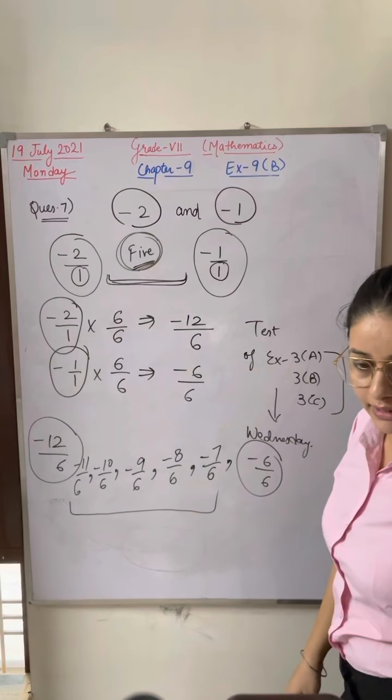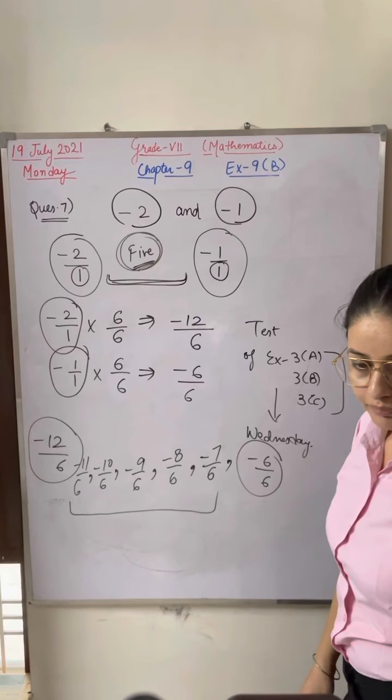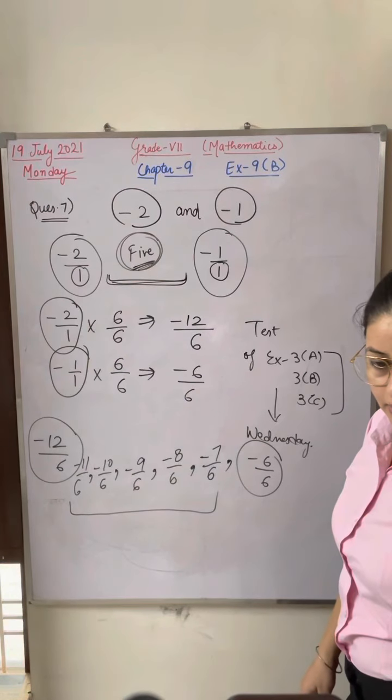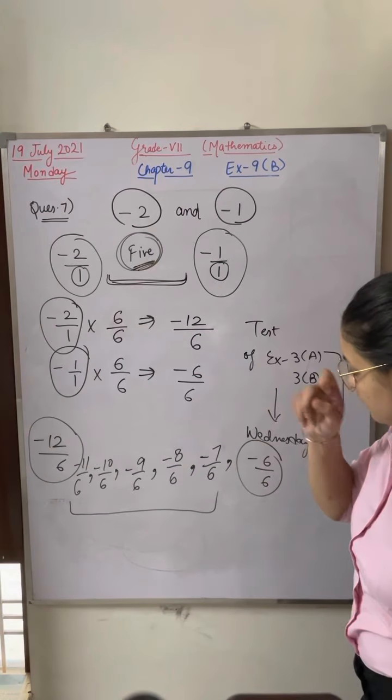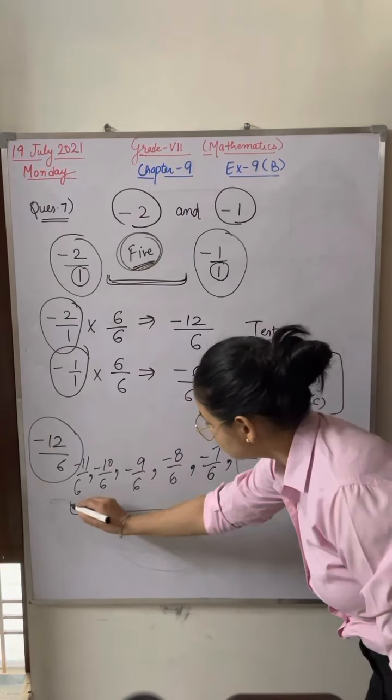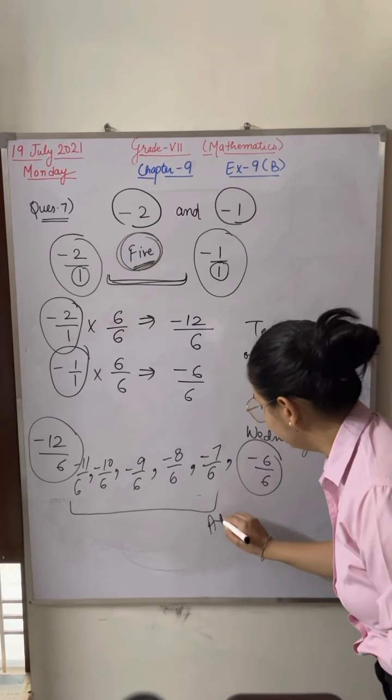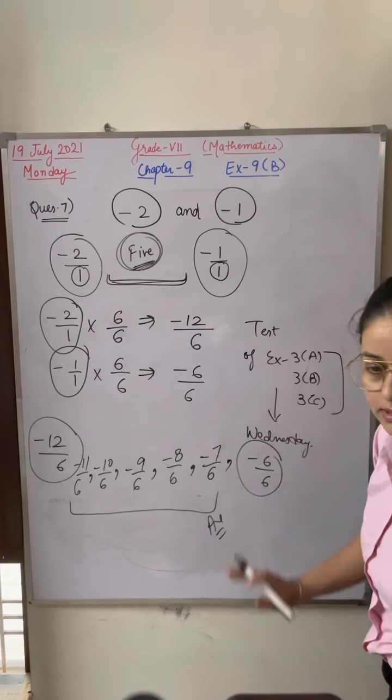Kushan, is everything fine? Yes, Sanchit, yes, very good, you can solve it. Okay, so in this way, this is your answer. These are the 5 rational numbers in between these two rational numbers.